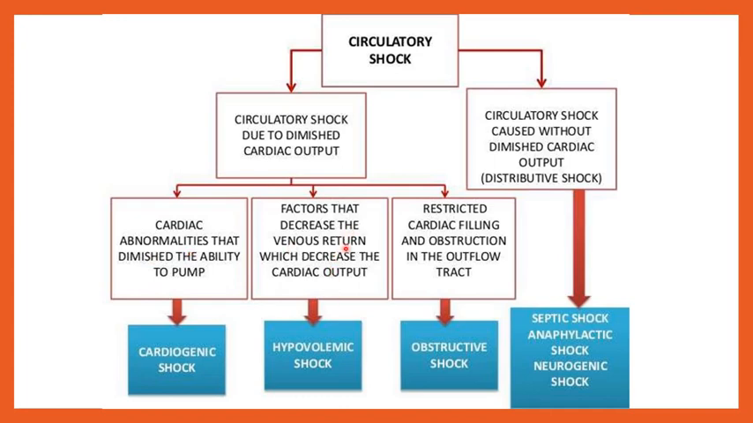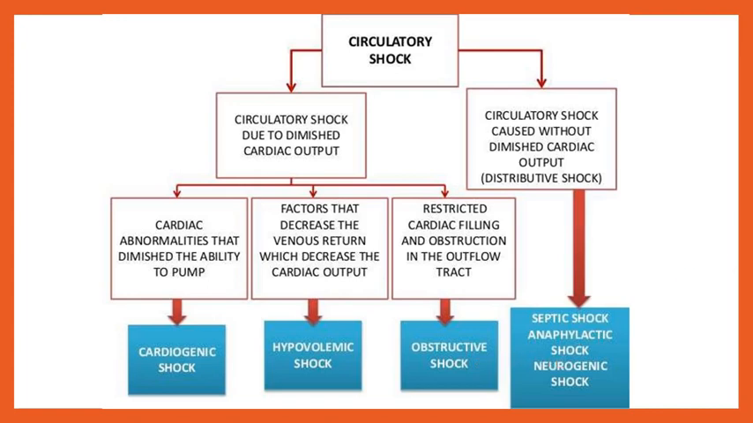And then the factors that decrease the venous return, which decrease the cardiac output, are categorized under hypovolemic shock. And the restricted cardiac filling and obstruction in the outflow tract. So from the heart the outflow is restricted and also the cardiac filling will be restricted. That is categorized under obstructive shock. So we will see these four types of shock.